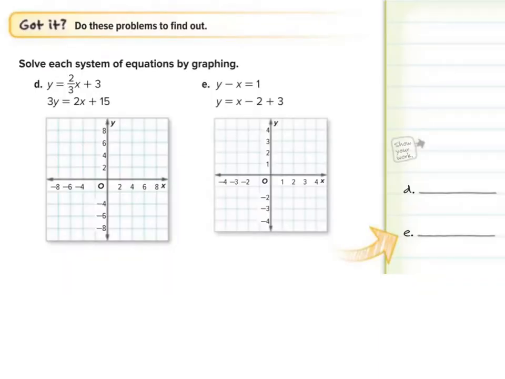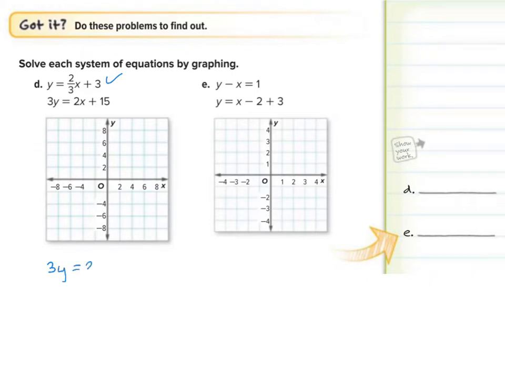Let's try one on our own. Solve each system of equations by graphing. So D says y equals 2/3 x plus 3, and that's written in slope-intercept form, so I'm going to leave it. And then we've got 3y equals 2x plus 15, so we have to switch that to slope-intercept form.